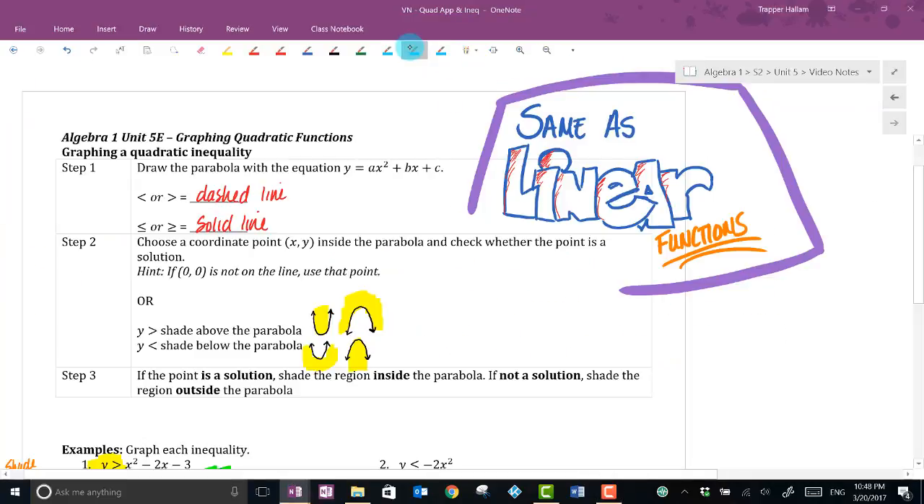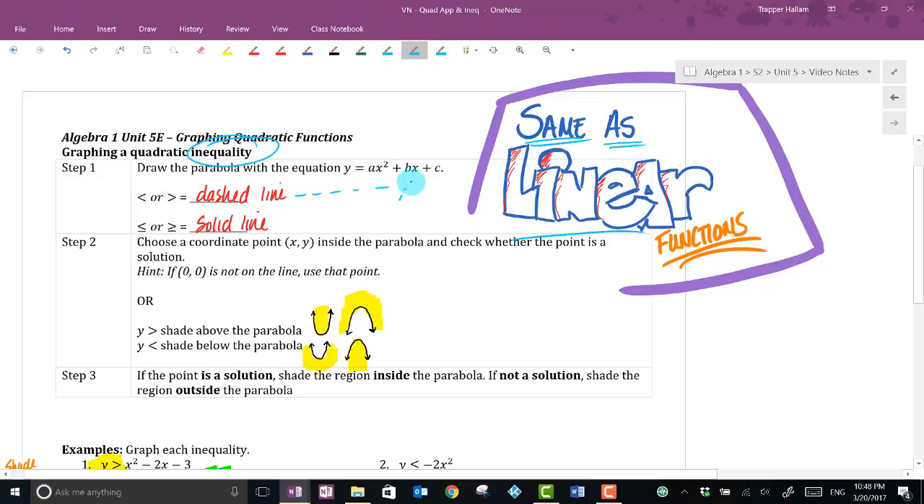Okay, so on the back side, what we're going to talk about is inequalities. And since we're pretty familiar with them, I'm not going to spend a ton of time going through them. Just remember this: they're the same as we did with linears. Nothing's different. So what that means to you is that if you have a less than or greater than, it's going to be a dashed line, right?